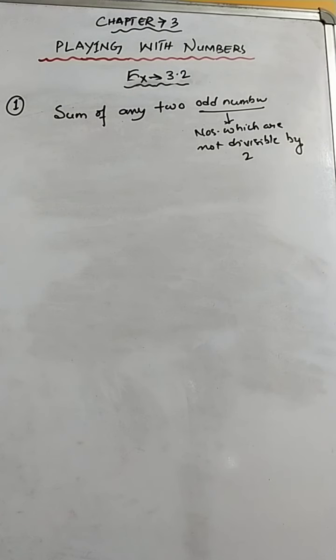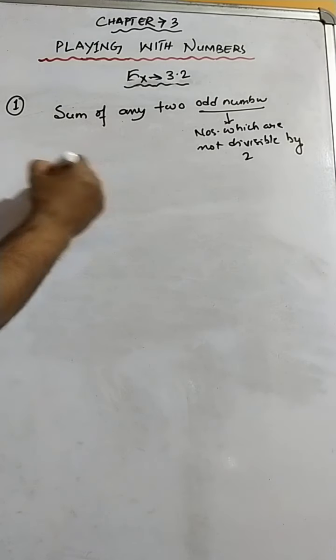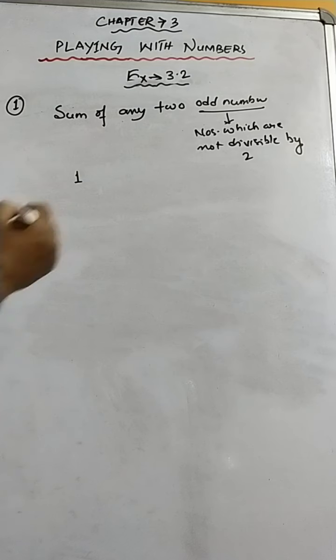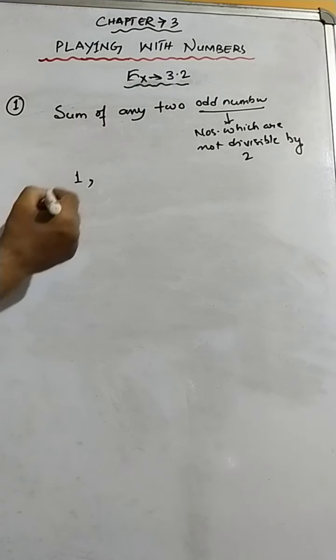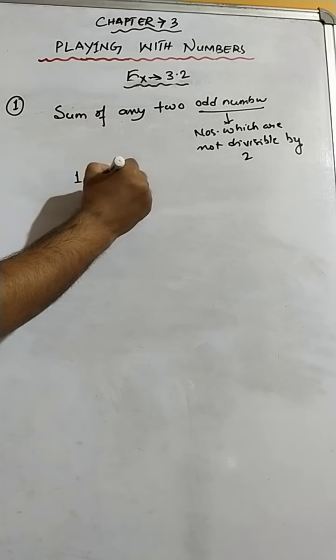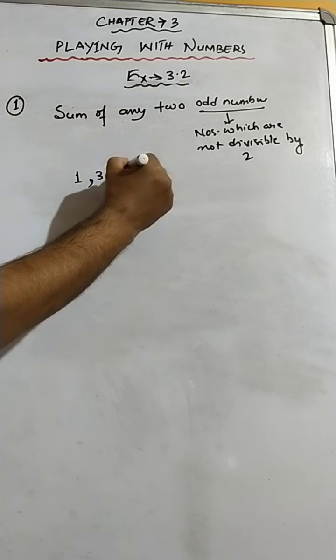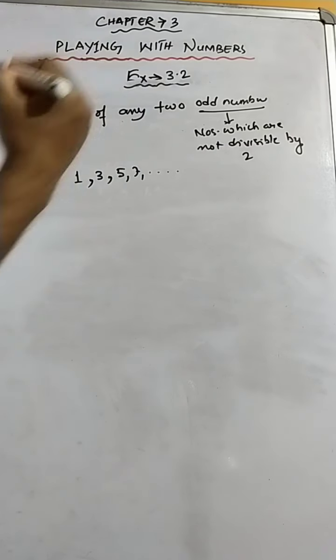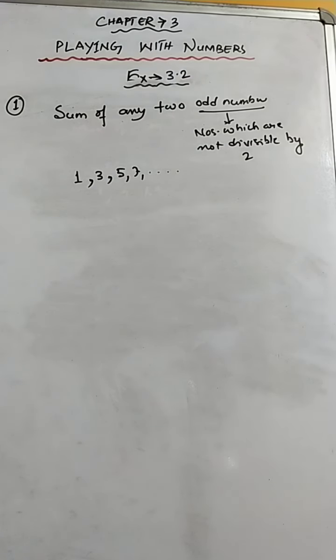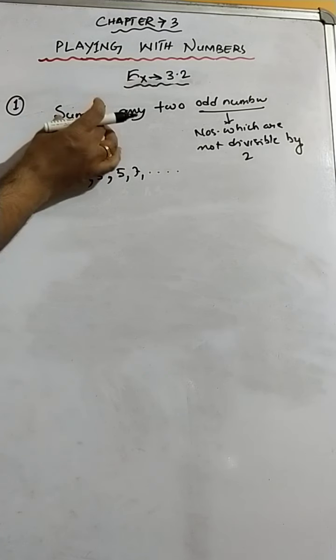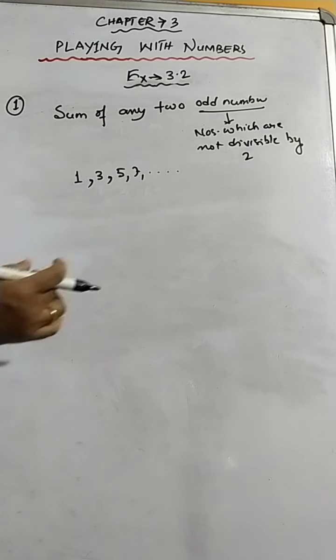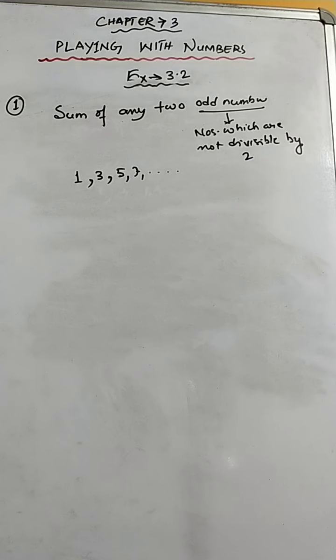So what is the smallest odd number we can say? The smallest odd number is 1. What is the next odd number that we can discuss? It is 3. What is the next odd number? 5, 7 and so on. Fine. So we have to analyze that if we add any two odd numbers, what would be the sum?